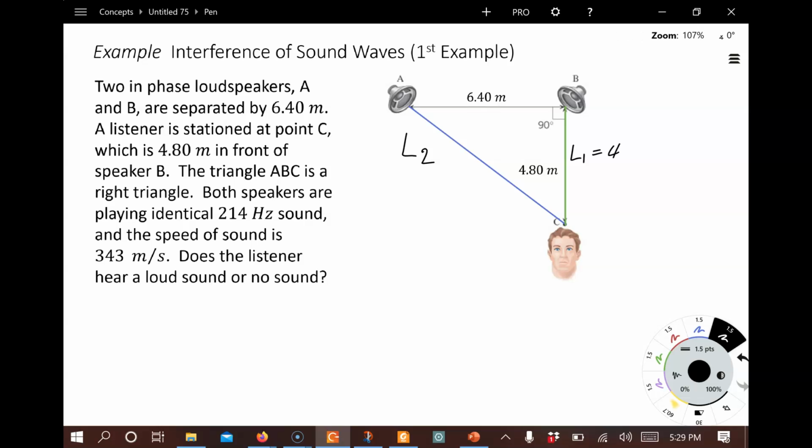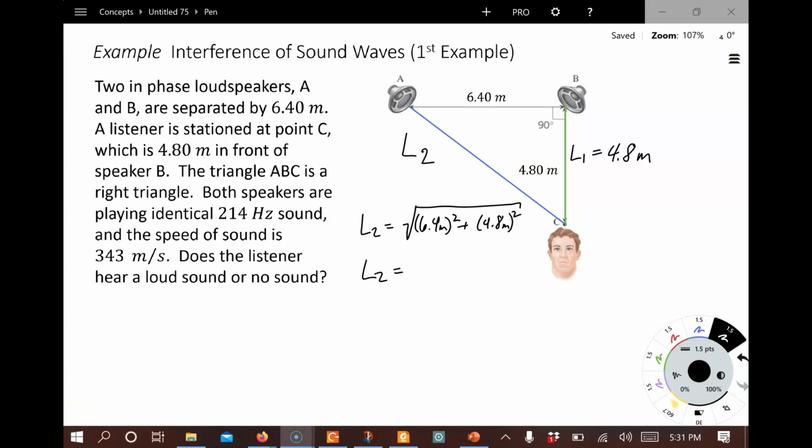Well, L1's given to us. It's 4.8 meters. Now to get L2, notice that it is the hypotenuse of a right triangle, so we'll use the Pythagorean theorem. L2 in this case, we can write that simply as the square root of 6.4 meters squared plus 4.8 meters squared, which gives a value of 8.0 meters.